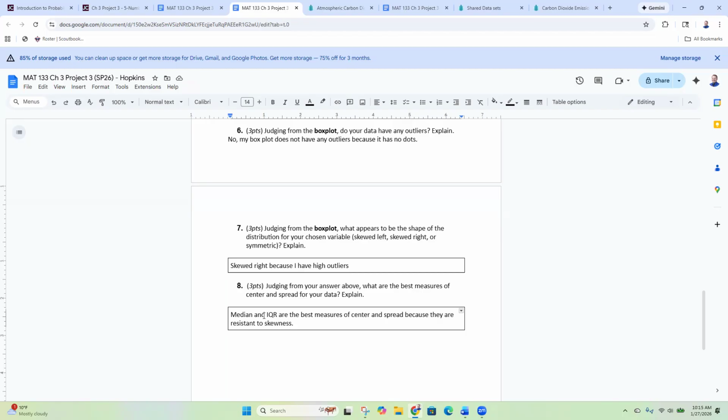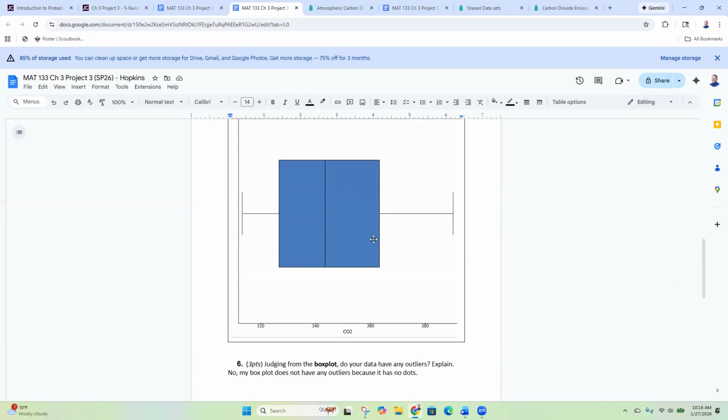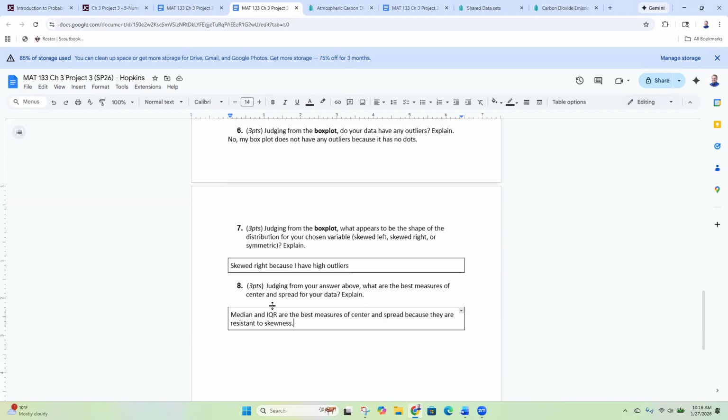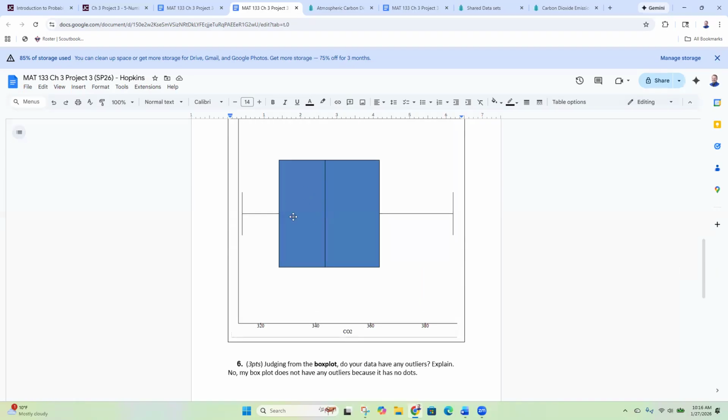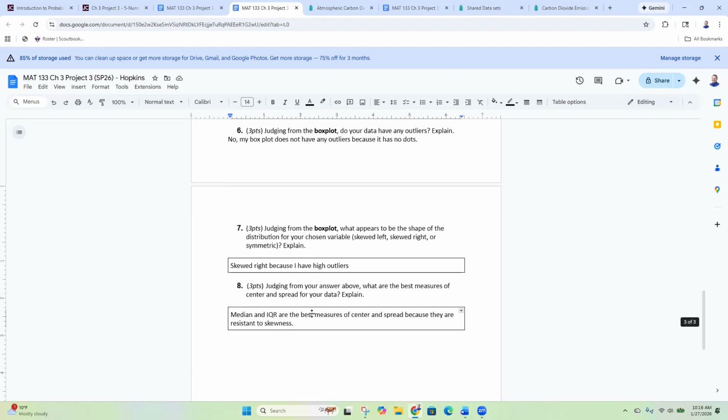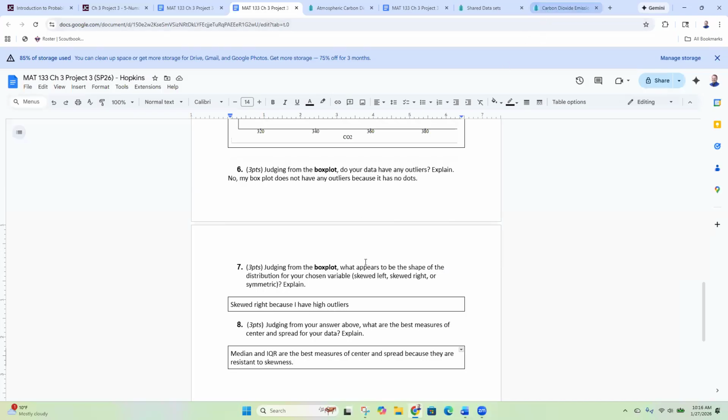So again, the center is what's a normal number. If I asked you, what's a normal CO2 production for a month, I would say that it's whatever this number here is, 343. 50% of my data is below that, 50% of my data is above that, and it doesn't matter if I have outliers way off to the right. Each of those outliers is only going to count as one data point. And that's why median is resistant.